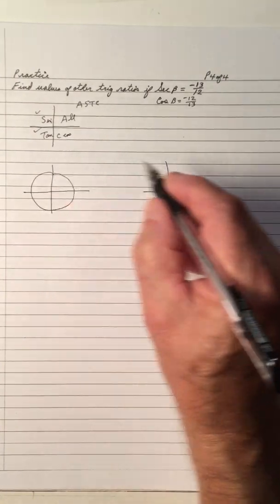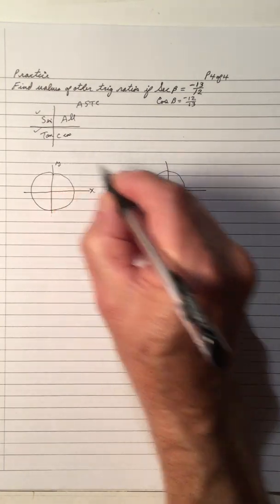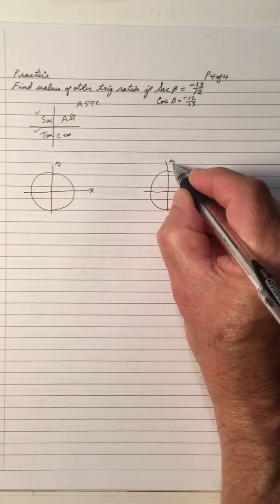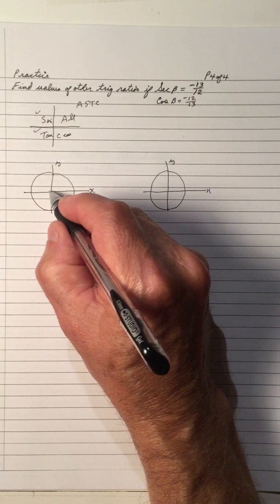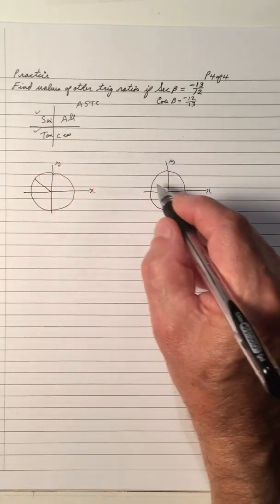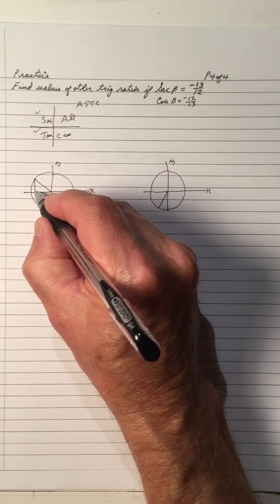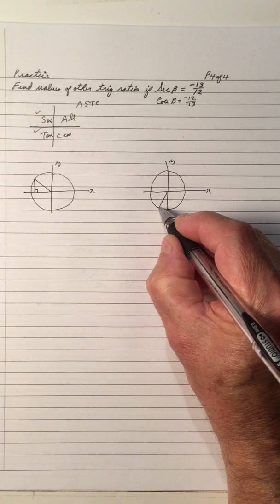Draw a circle. Again, this is the x, and that's the y. So we have to draw the terminal arm in quadrant 2, and we have to draw the terminal arm in quadrant 3. And in both diagrams, we drop a perpendicular to the x-axis.